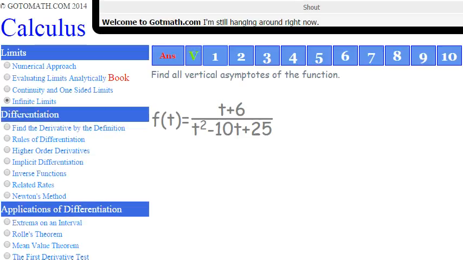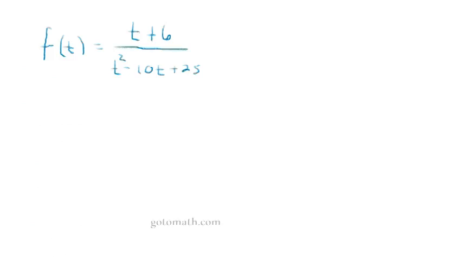We have f of t is equal to t plus 6 over t squared minus 10t. I believe that was plus 25, but just to make sure, yes, minus 10t. Okay, so we want to find the vertical asymptotes.